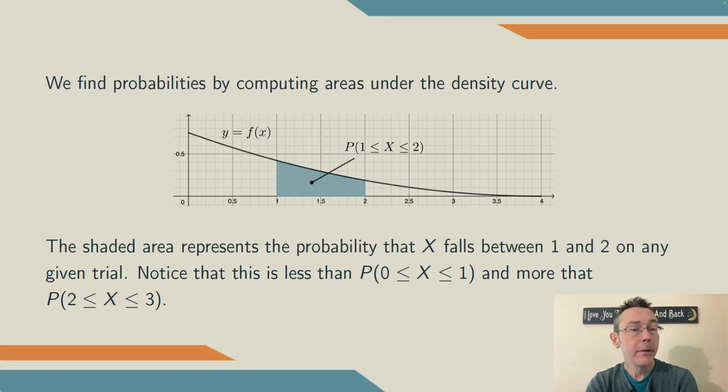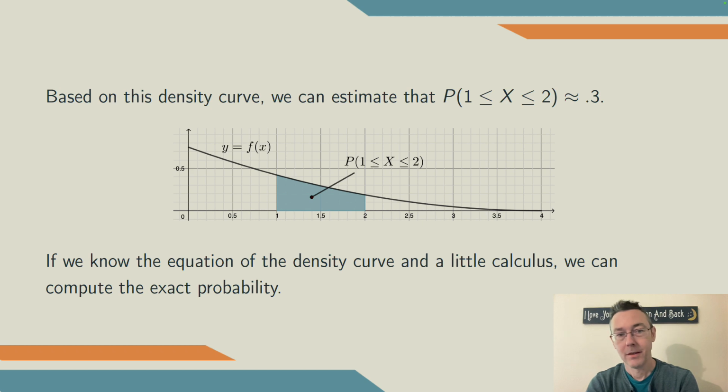Notice that this probability will be less than the probability that x is between 0 and 1, even though those two intervals have exactly the same width. There'll be less area between 1 and 2 than between 0 and 1. And there'll be even less area between 2 and 3 than between 1 and 2 than between 0 and 1. We can use the density curve to actually estimate probabilities. So just looking at this picture, I'm estimating that shaded area is about 0.30. And so that estimates the probability that x is between 1 and 2.